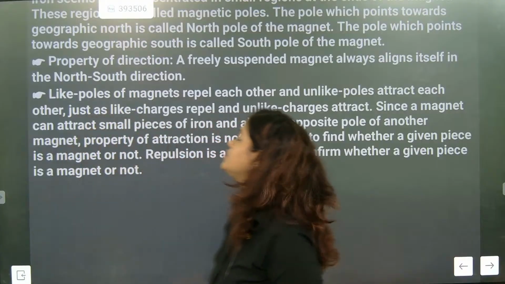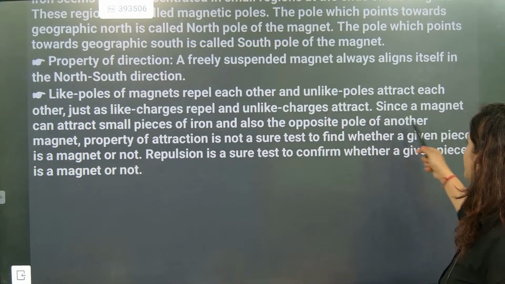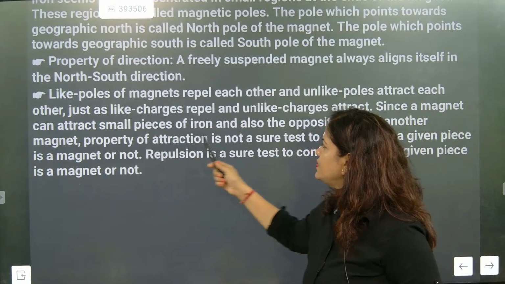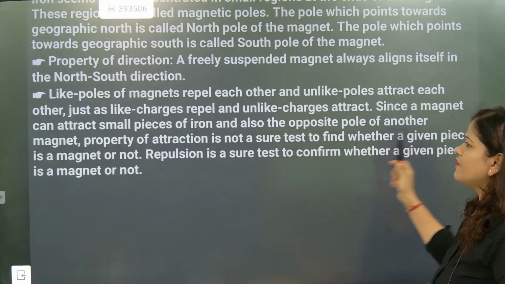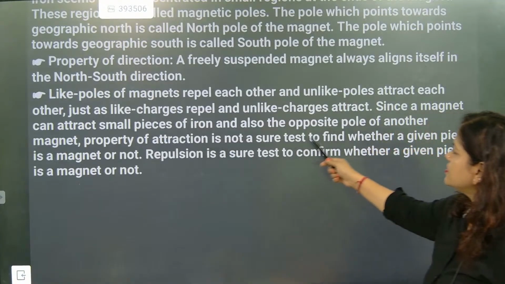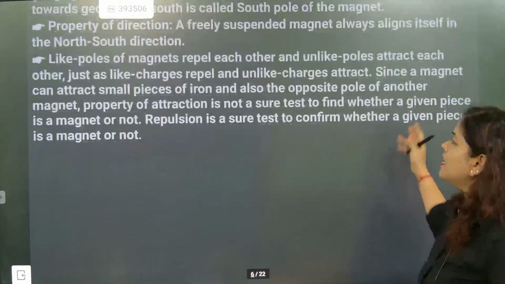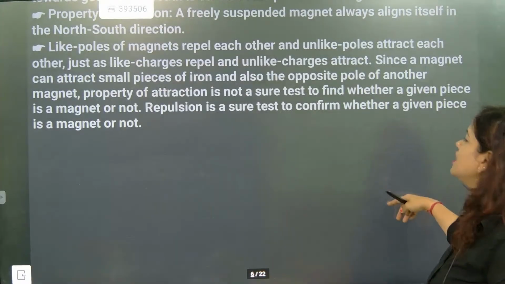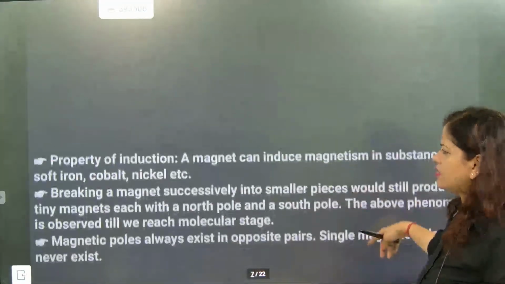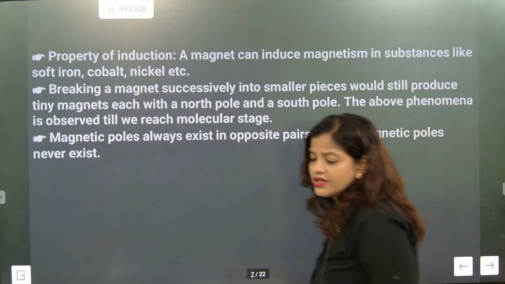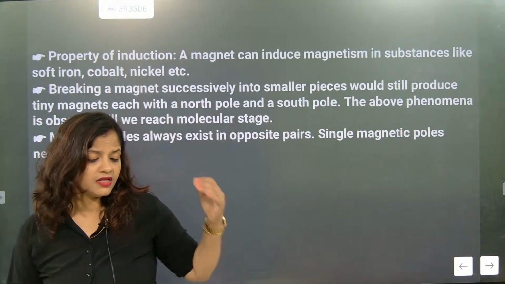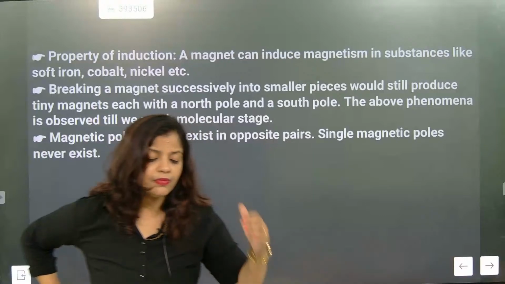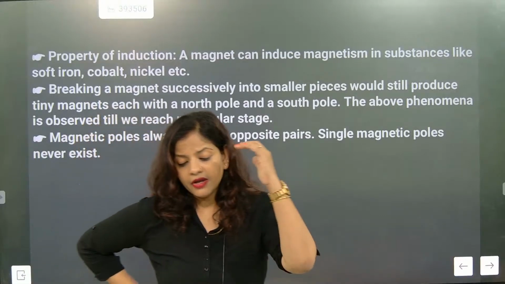Remember this one. Since a magnet can attract small pieces of iron and also the opposite pole of another magnet, the property of attraction is not a sure test to find whether a given piece is a magnet or not. Repulsion is a sure test to confirm whether a given piece is a magnet. A magnet can show attraction and also repulsion.